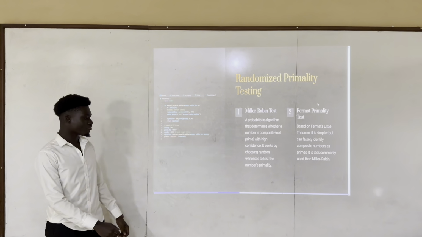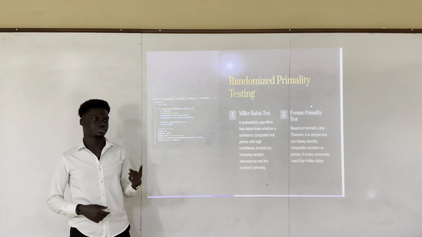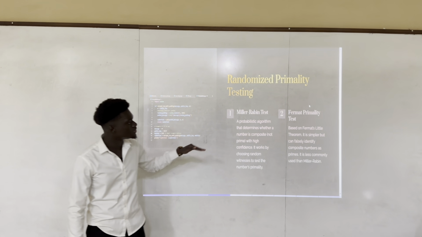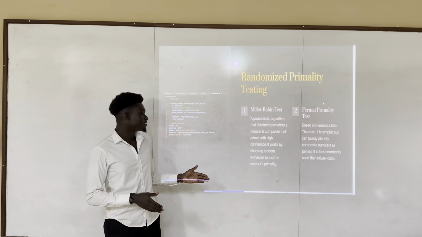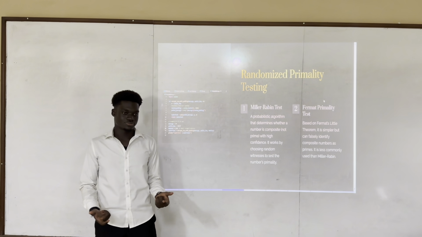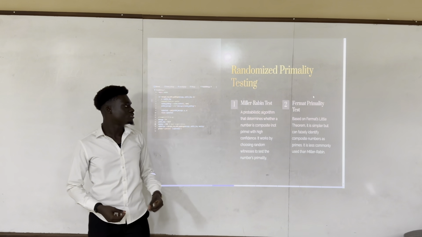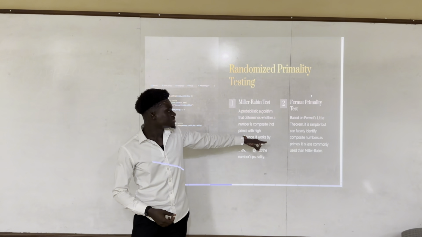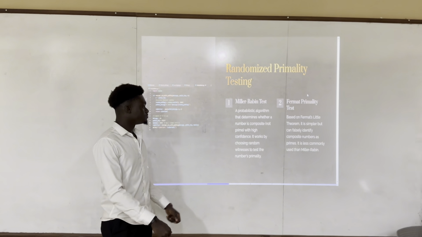Now on to randomized primality testing. For this kind of testing, we have the Miller-Rabin test, a probabilistic algorithm that determines whether a number is composite with high confidence. Then the second test, we have the Fermat primality test, based on Fermat's Little Theorem. It's simpler but can falsely identify composite numbers as prime numbers.